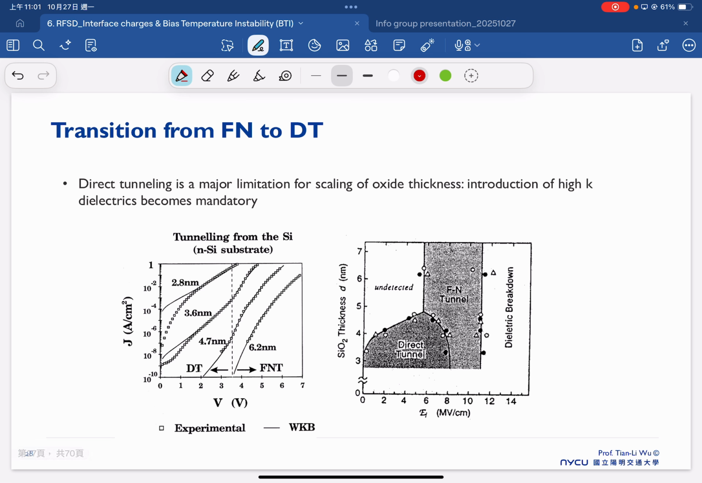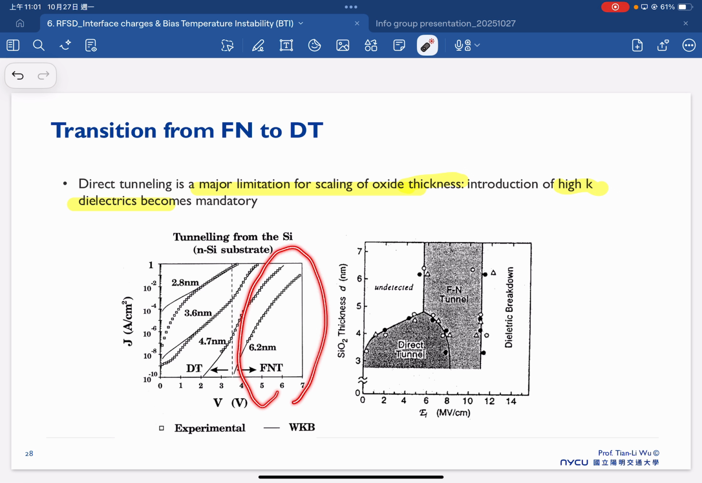So here is just one more experimental result to show that direct tunneling is a major limitation of scaling oxide thickness. That's why we need the high-K dielectric here. This is a very thick dielectric, and we have FN tunneling. But now as we scale down, we start to see an increase of the gate current here. That's due to the direct tunneling effect.